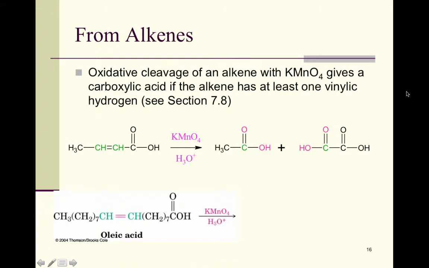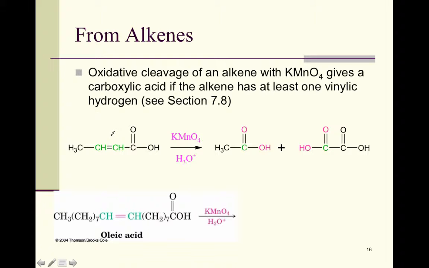Another reaction that we have seen before to prepare carboxylic acids, back in section 7.8, is the oxidative cleavage of an alkene with potassium permanganate, which gives a carboxylic acid if the alkene has at least one vinyl hydrogen. These two carbons I have in green are the vinyl carbons, so it has to have at least one vinyl hydrogen, so this one actually has 2.